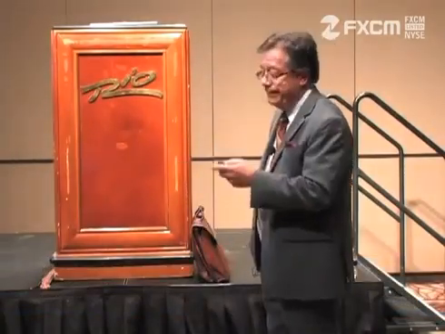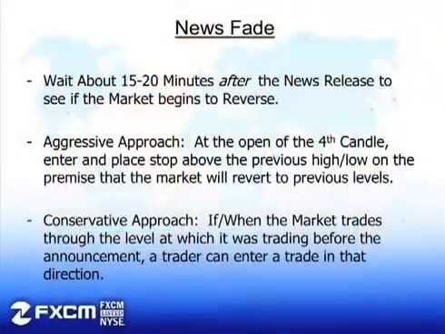There are two ways on the news fade. One is an aggressive approach, and that's at the open of the fourth candle. I'll show you charts on this. It sounds a little more tricky here than it is once you see the charts. At the open of the fourth candle, enter and place a stop above the previous high or low, on the premise that the market will revert to previous levels. The more conservative approach is, if and when the market trades through the level at which it was trading before the announcement, a trader can enter a trade in that direction.